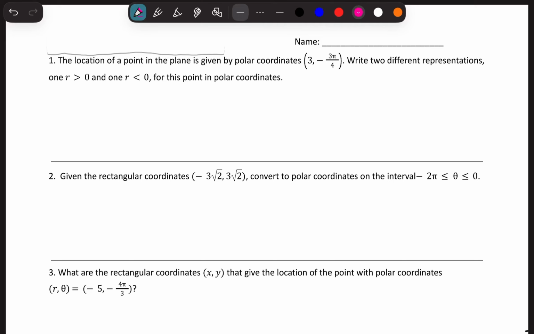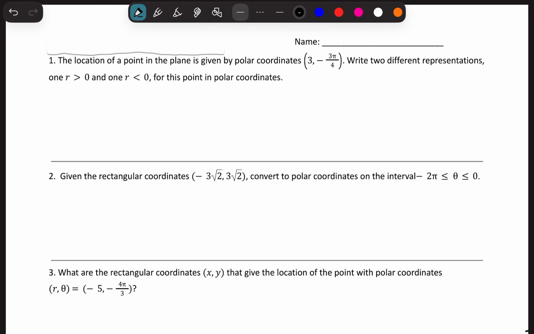In this video, we're going to be doing some polar coordinate practice. You can follow along with this video, and it is non-calculator active, so you should be able to do these computations with unit circle knowledge and basic arithmetic.